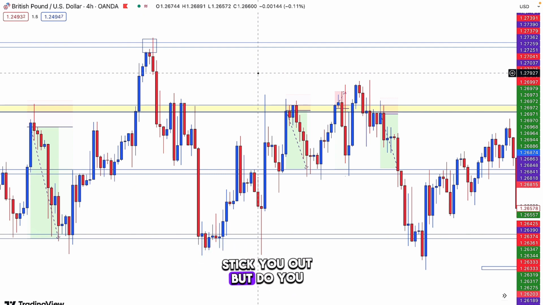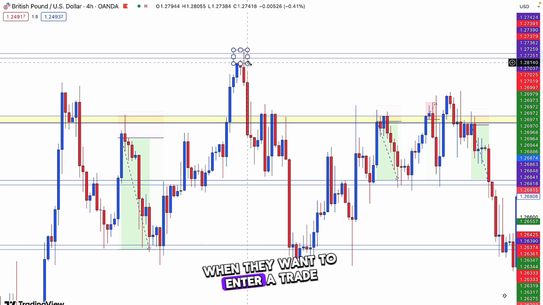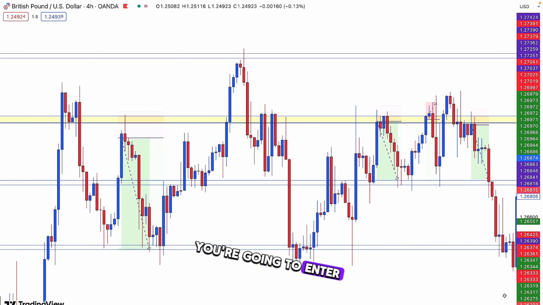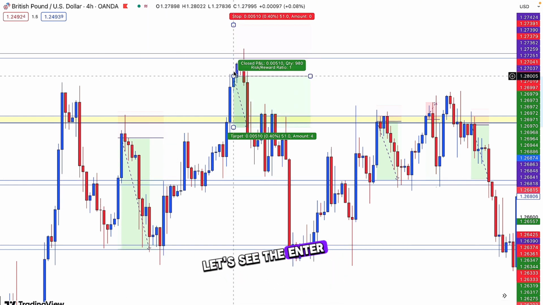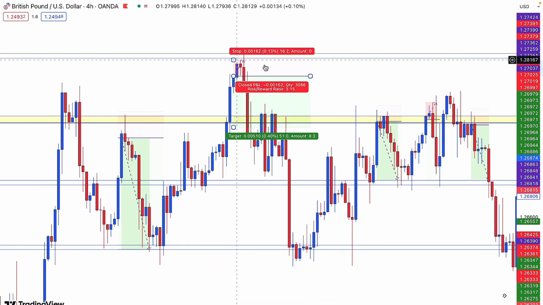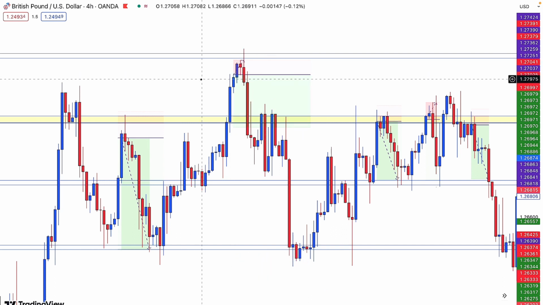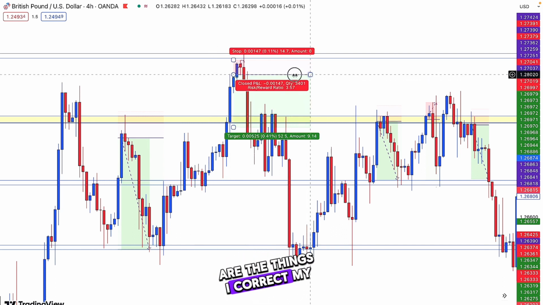But do you know the problem I have with some people? This is what they're going to be doing when they want to enter a trade. They're going to enter the market like this. Let's say they enter the market like this. They are then going to be setting their stop loss right under the resistance. I see this a lot. These are the things I correct my students for.